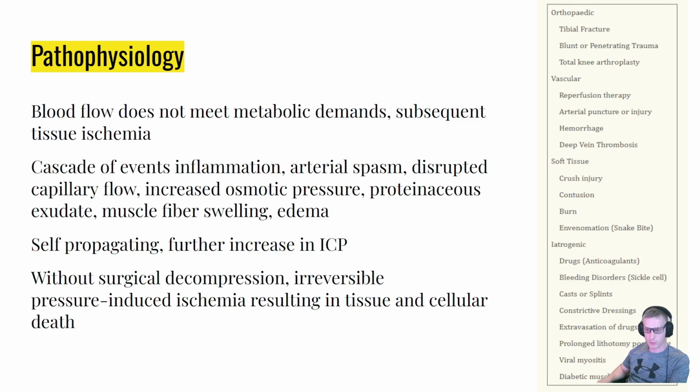On the right, I have a little table which shows the causes. Starting at the top, orthopedic would be most common: tibial fractures, also blunt or penetrating trauma, and total knee arthroplasty can precipitate this. In the vascular area, you can see reperfusion therapy, arterial punctures, hemorrhage, DVT. Soft tissue would include a crush injury, contusions, burns, or envenomations, and then iatrogenic as well: anticoagulation and bleeding disorders, casts or splints, constricting dressings that are too tight, extravasation or third spacing of drugs and fluids, sitting in the prolonged lithotomy position for too long, viral myositis, and diabetic muscle infarction.